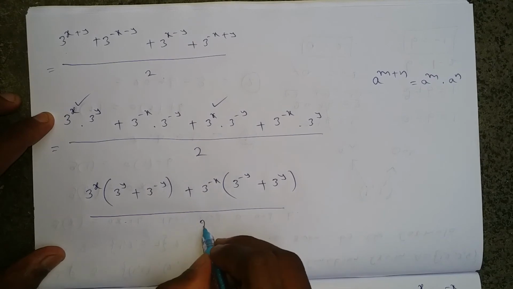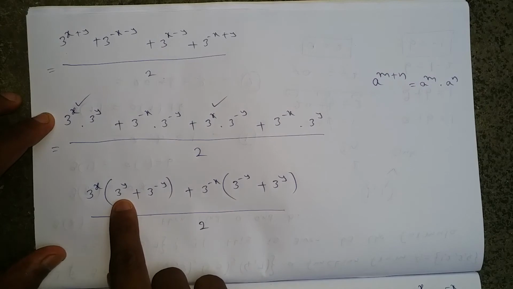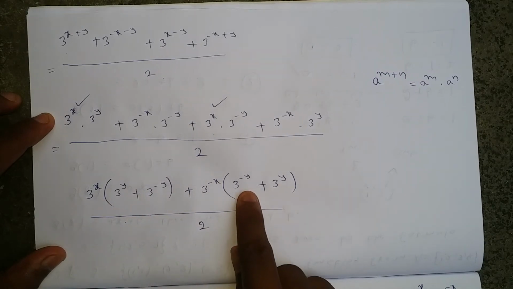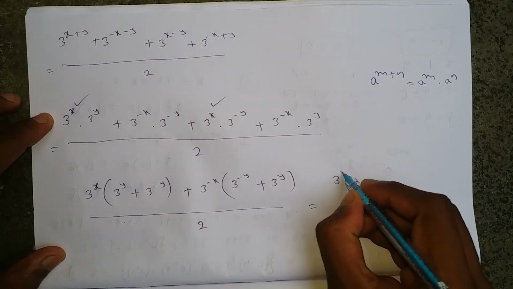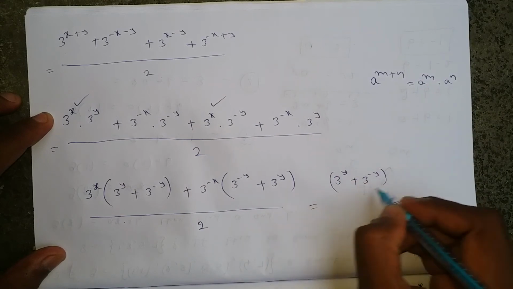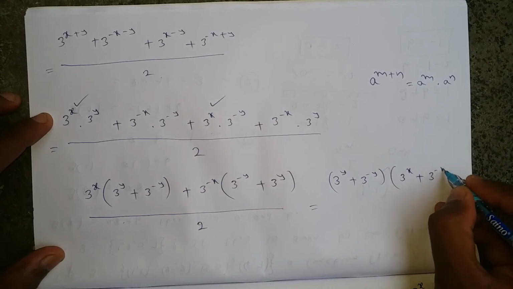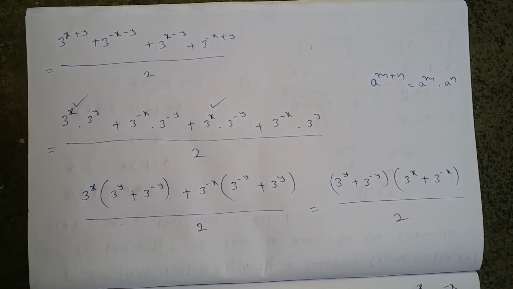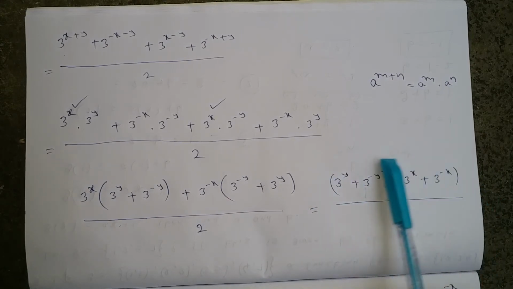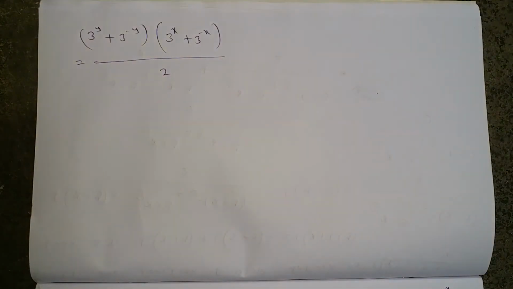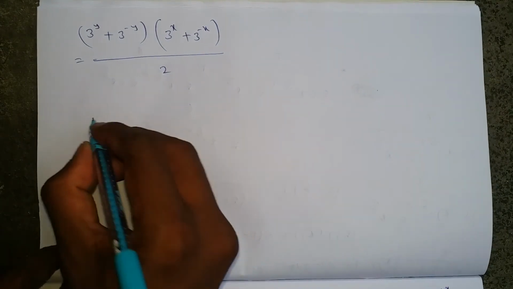Whole divided by 2. Now if we observe these two terms clearly, here this is 3 power y plus 3 power minus y, 3 power y plus 3 power minus y. Again these two brackets are same, so once we will write, that is 3 power y plus 3 power minus y in power x plus here extra 3 power minus x whole divided by 2. So now what I will do, I will multiply and divide this total answer by 2.